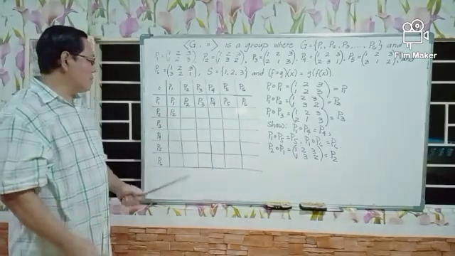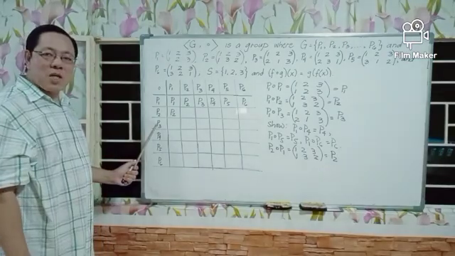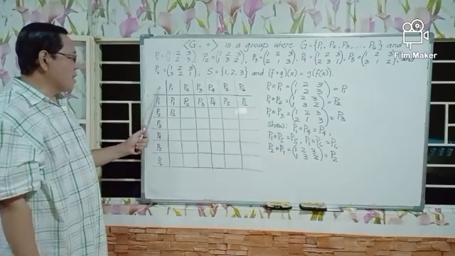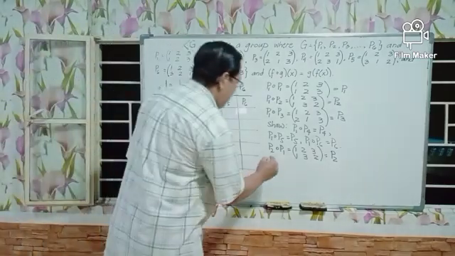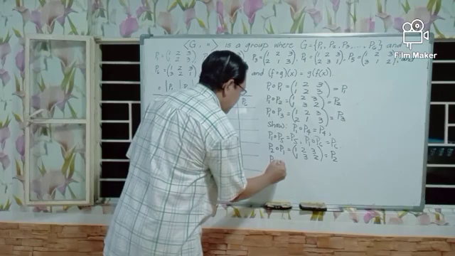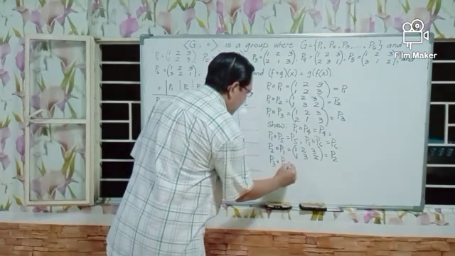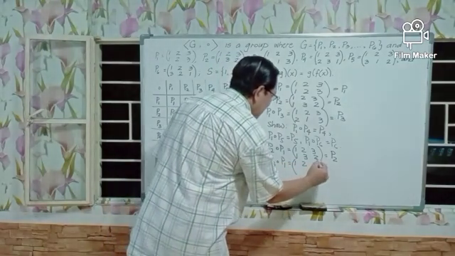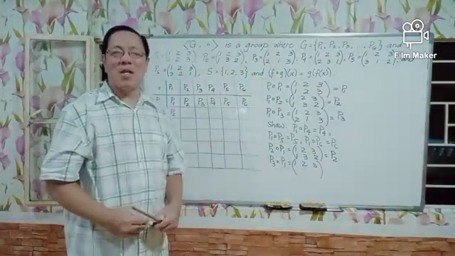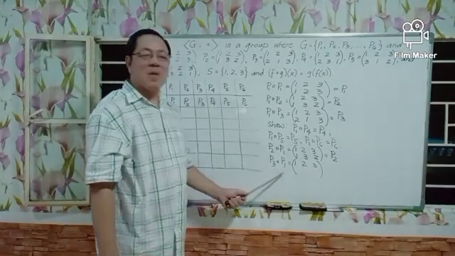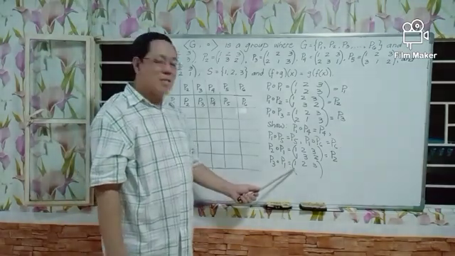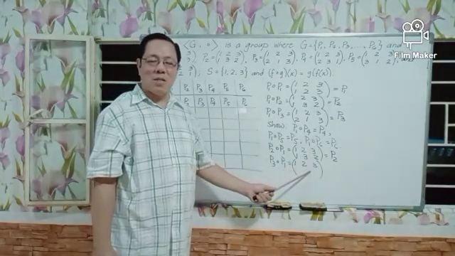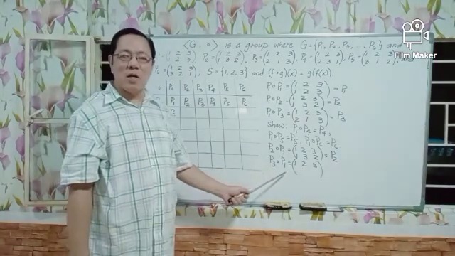Next, we find the composition of P3 and P1, or we find P3 circle P1. And the composition of functions P3 and P1 should be another function from set S with elements 1, 2, 3 to itself. We now find the images of these elements 1, 2, 3 under P3 circle P1.